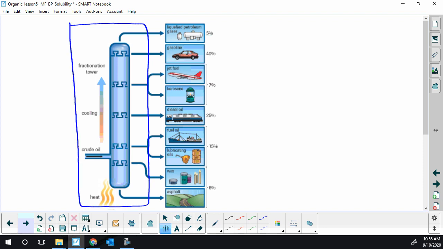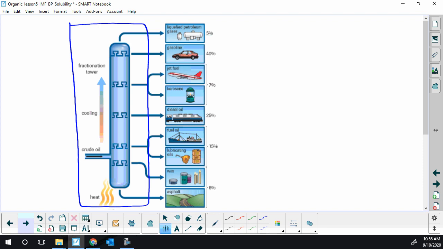So we've got a tower. We've got these baffles, which I'll talk about in a little bit. We've got crude oil coming in near the bottom. We've got a heat source. And then we've got this cooling. As you go up the tower, it's getting colder and colder and colder.